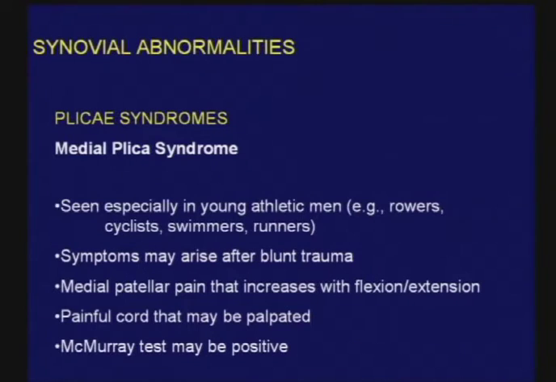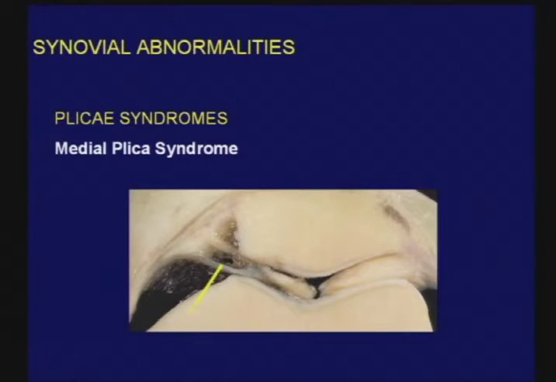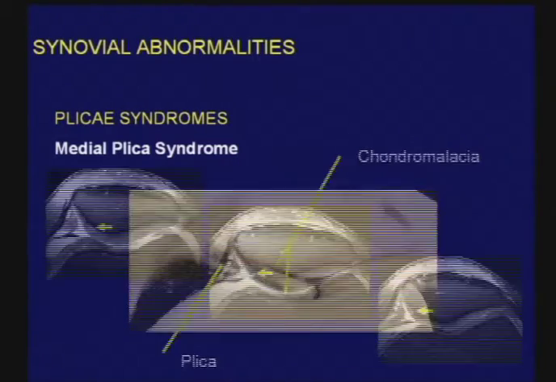And the orthopedic surgeon who is good would tell you that he or she can palpate a cord that is painful and that the diagnosis can be made clinically. The McMurray test, a test typically reserved for meniscal tears, may be positive in cases of medial plica. Here's an example of a thickened medial plica, and you can see its relationship to the nearby articular cartilage of the patella and femur, places where you may develop cartilage abnormalities.